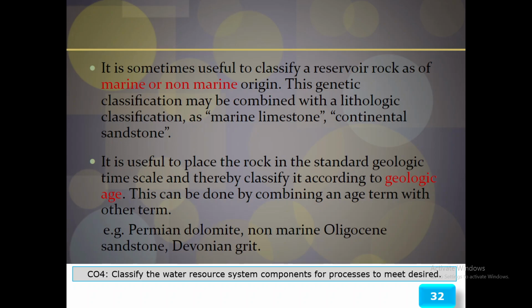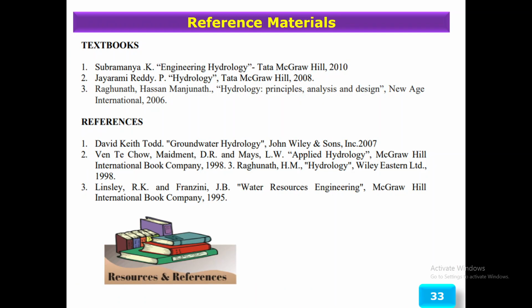It is useful to place the rock in the standard geological time scale and thereby classify it according to geological age. This can be done by combining an age term with the other term. For example, Permian dolomite, non-marine Miocene sandstone. All of these things fall under the category of classification. So, these are the reference material.